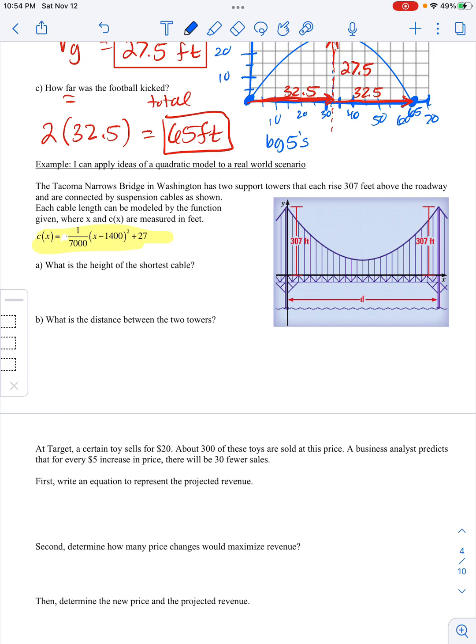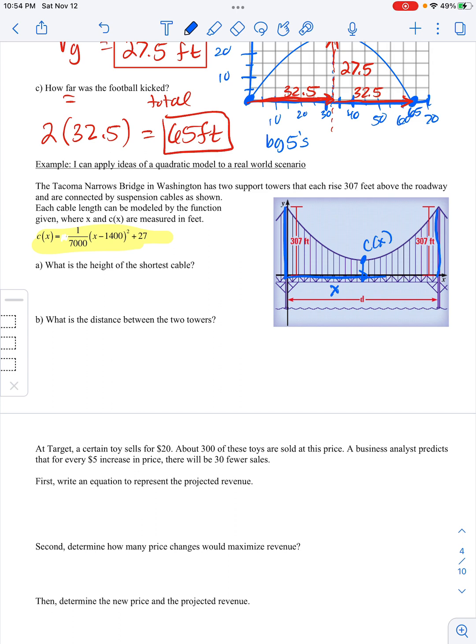So the Tacoma Narrows Bridge in Washington has 2 support towers, here and here, that rise 370 feet above the roadway and are connected by suspension cables as shown. Each cable length can be modeled by the function given, where x and C of x are measured in feet. So understand what that means. X means how far out you've gone, like your distance. And then anytime here, C of X simply means the cable length at that X value.